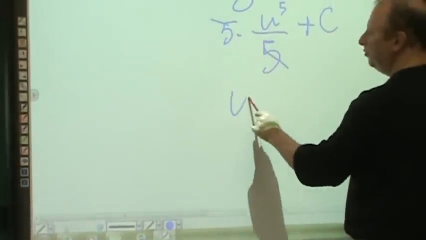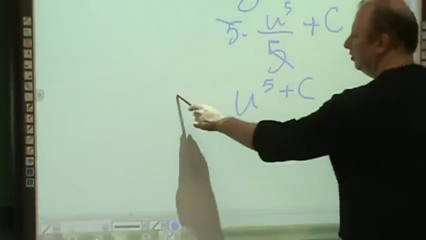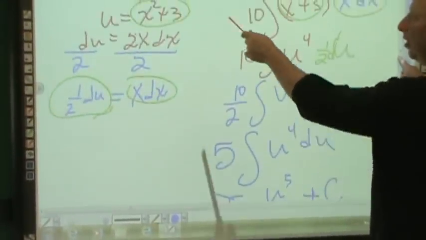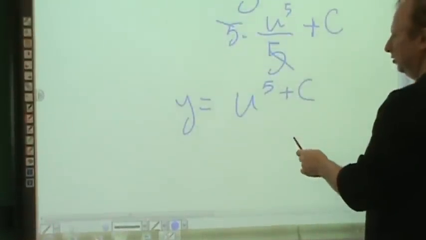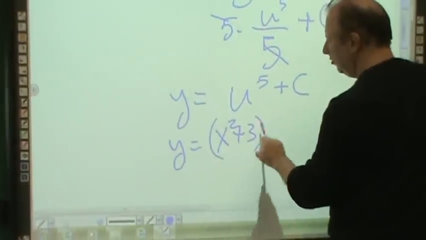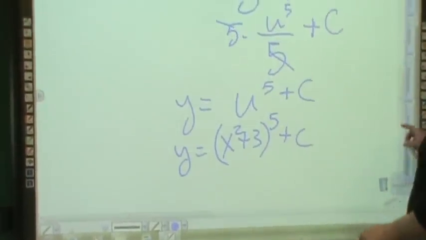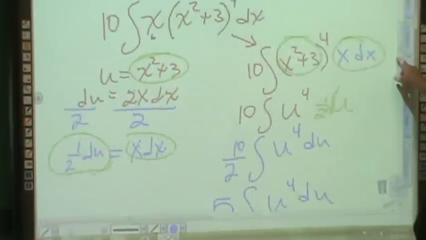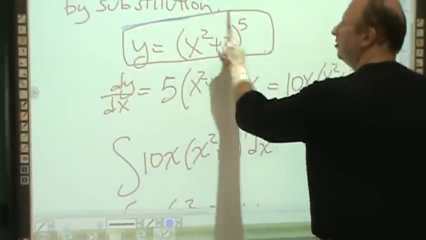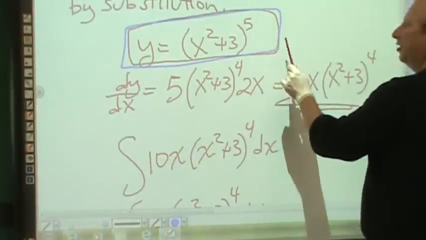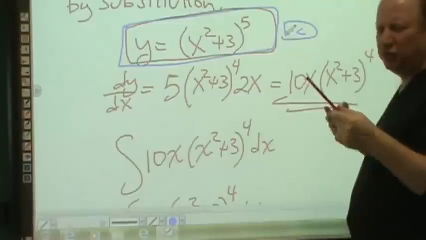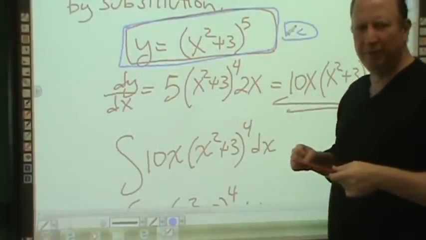and I'm left with u to the fifth plus c, and u to the fifth, we said in the beginning, was x squared plus 3 to the fifth. So y is equal to x squared plus 3 to the fifth power plus c. Look what I have up here, all the way up here when we did it: y is equal to x squared plus 3 to the fifth power plus c. Because if I find the derivative of a constant, 2, 3, 4, 5, it ends up being 0 anyway.